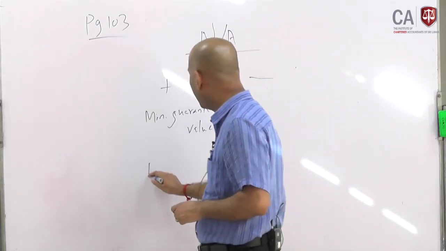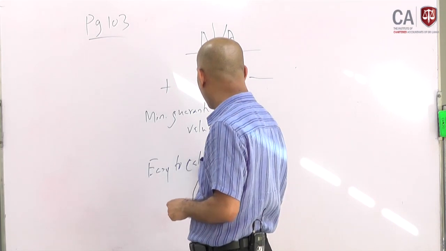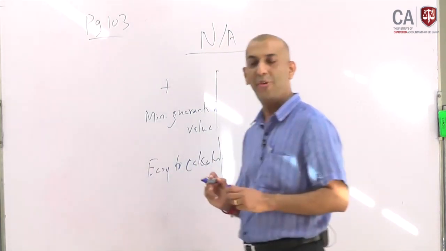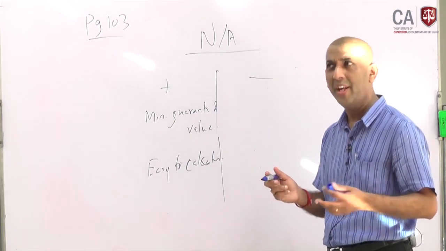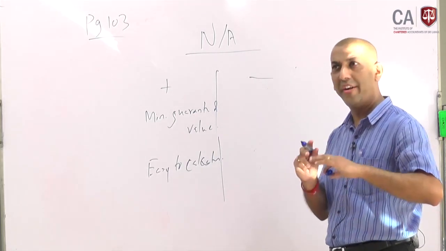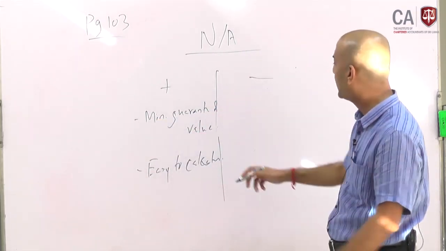Second, it is easy to calculate. Comparatively, when you compare with other methods, it is easily calculable. You can take the balance sheet and say that this is the value of the company. You don't need to make any assumptions or future forecasts, or estimate things. This is easy to calculate. So these are the pluses.